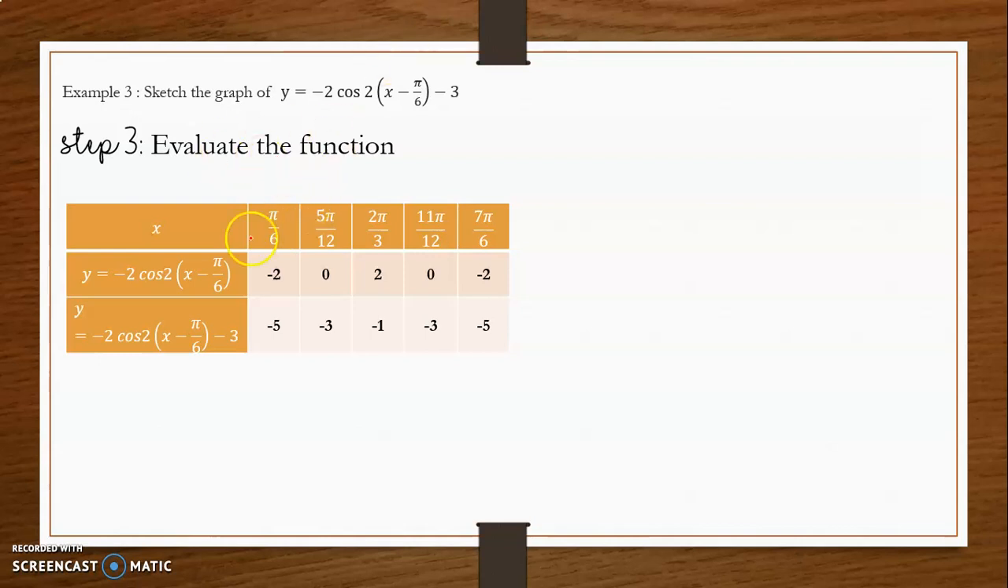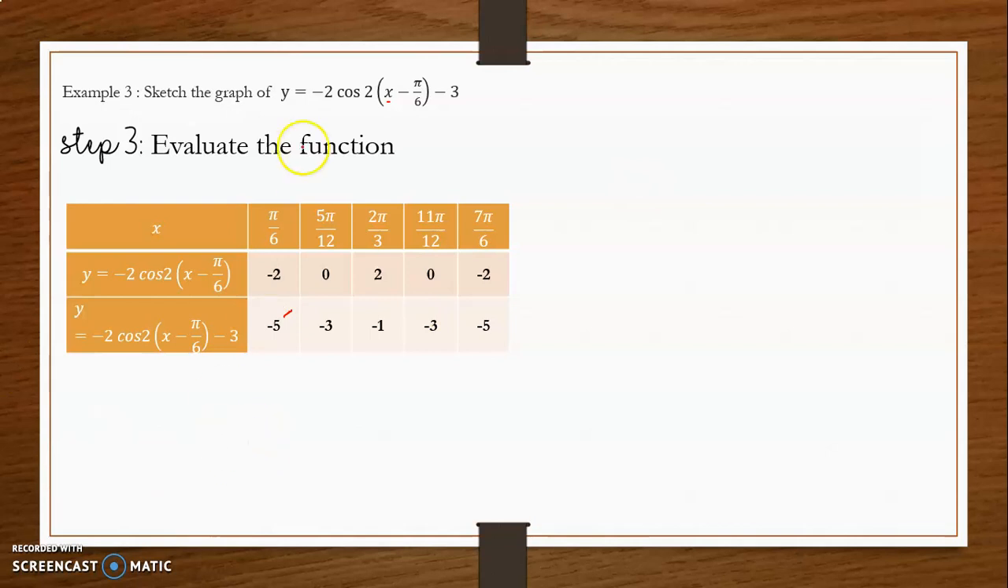So, just simply substitute the value of x to the equation. So, pi over 6 minus pi over 6 is 0. So, cosine 0 times 2 times 0, that will be 0. So, cosine 0, that is equal to, pila man ang cosine 0? Cosine 0 is equal to 1, no? So, 1 times negative 2, that is negative 2. Minus 3, muna siya nahimo siyang negative 5.